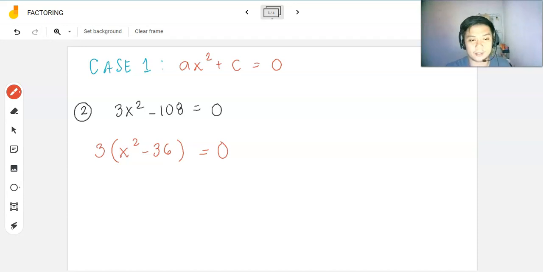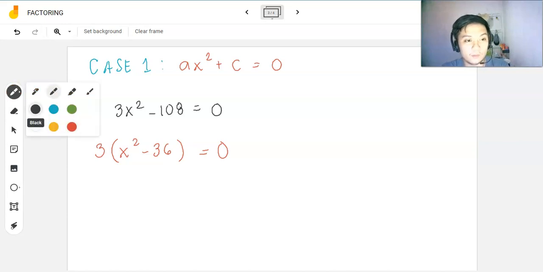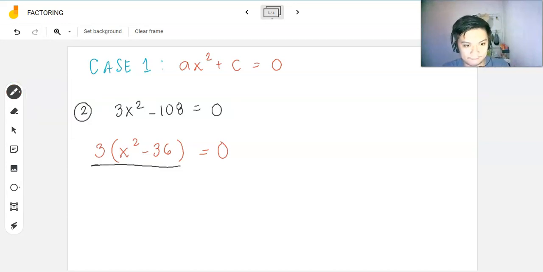So what do we do next? Do we have to factor na yung x squared minus 36? Pwede naman na, pero ako, ang gagawin ko ay i-eliminate ko na agad yung coefficient na 3. Okay? Kasi this factor 3 will not give us any of the roots that we are looking for. So, we might as well get rid of it. So, we have the resulting equation x squared minus 36 equals 0.